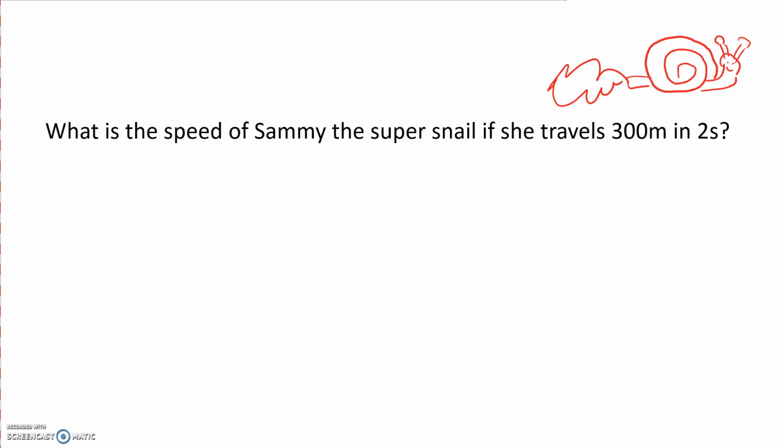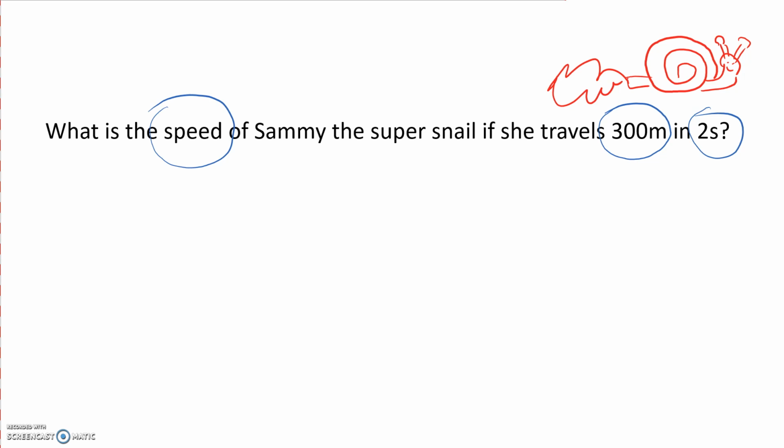So our question asks us what's the speed of Sammy the super snail if she travels 300 meters in 2 seconds. So the first thing I'm going to do is think about what the key words are in this question. So I'm going to ignore all the rubbish, all of the words, all of the Sammy the super snail, and I'm going to look at my key mathematical or scientific terms. And I'm going to pick out speed, 300 meters, and 2 seconds. They're the key things that I want to be looking for in this question.